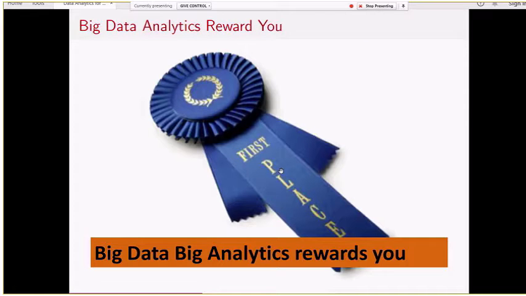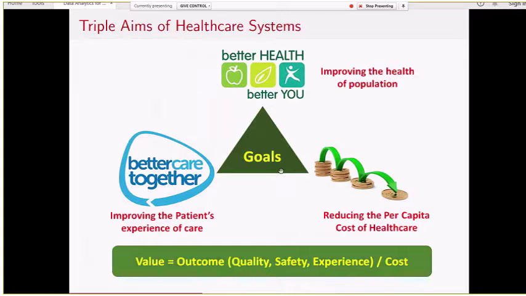In general, we don't apply big data analytics just to apply it. We apply it because we need it to reward us. In the healthcare system, there are three main goals. First is to improve the health of the population, to have a better health service. Second is to improve the individual patient experience of care. And third is to reduce the per capita cost of healthcare.